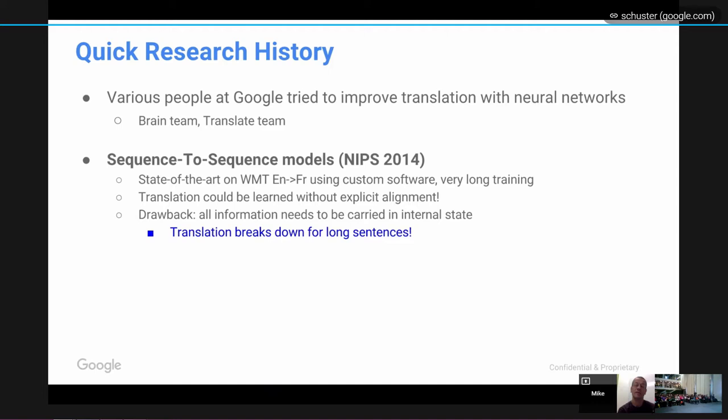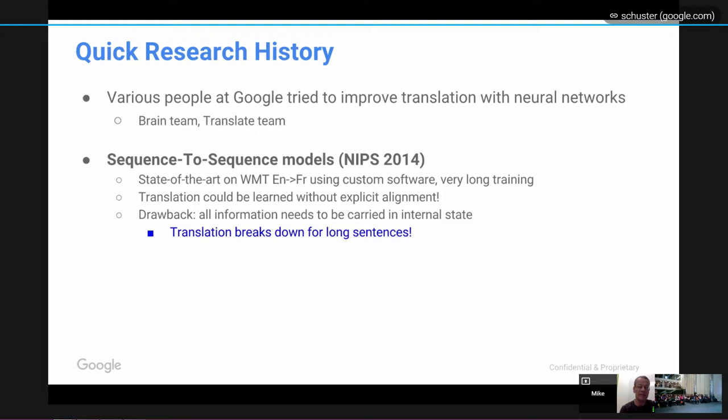But the nice part about this system was that you could do translation without explicit alignment of the source sentence and the target sentence, meaning you did not need to know which word mapped to what word on the output side. I will go into more details on later slides, but one problem with that paper was that all information from the encoder needed to be carried in the internal state, which breaks down for very long sentences. And this was a basic problem that they got somewhat around with a specific trick, and we'll explain this in more detail later, but this was one issue with that system.